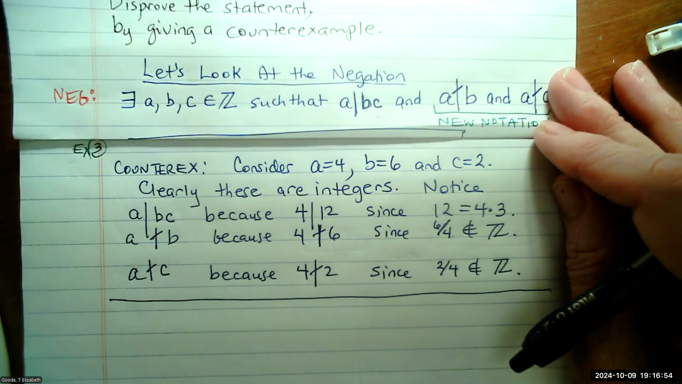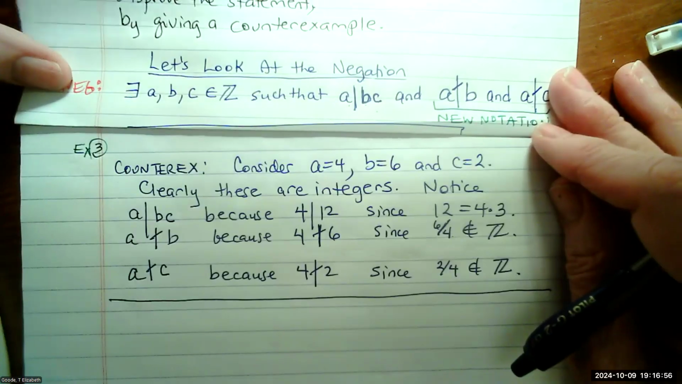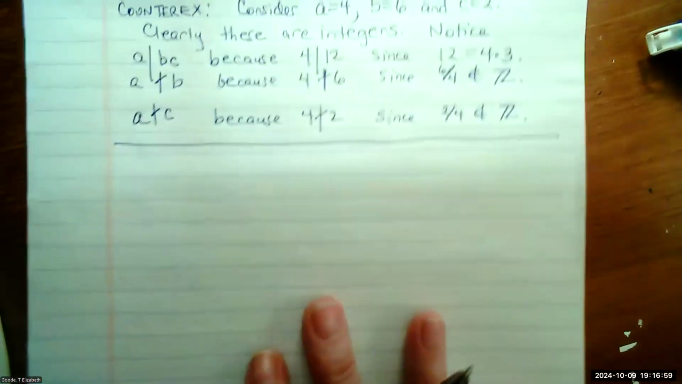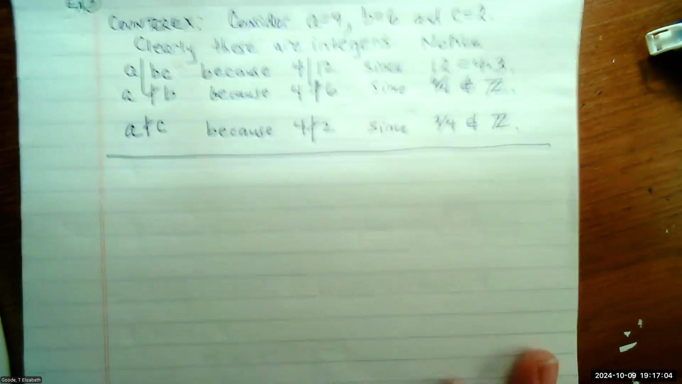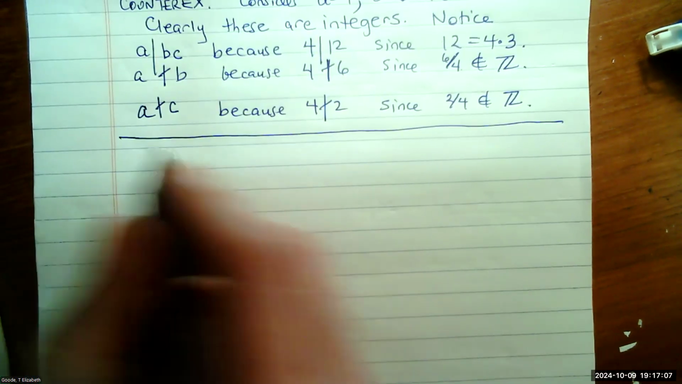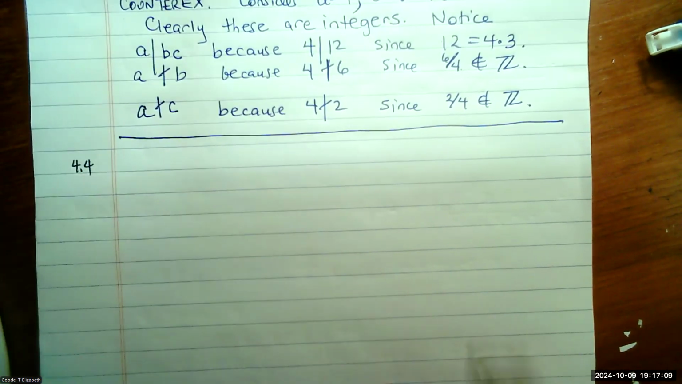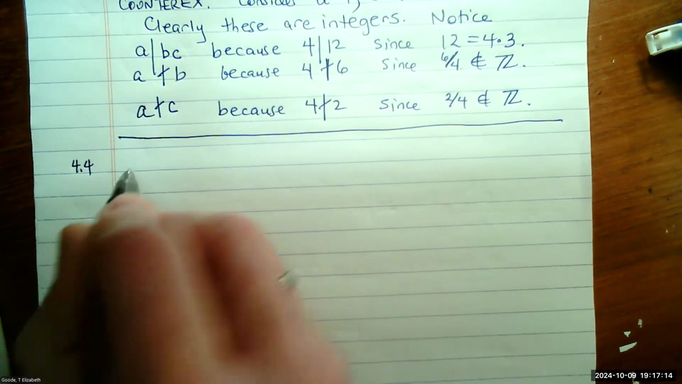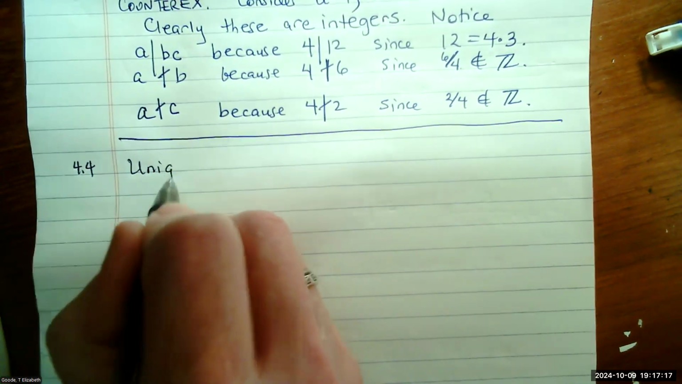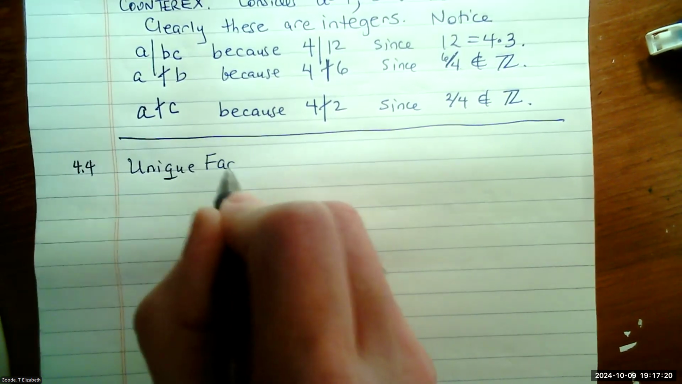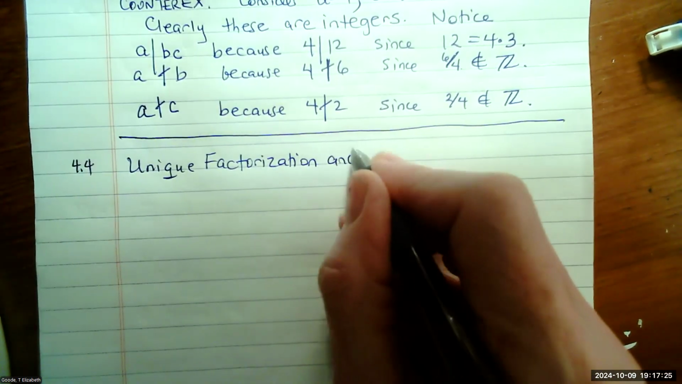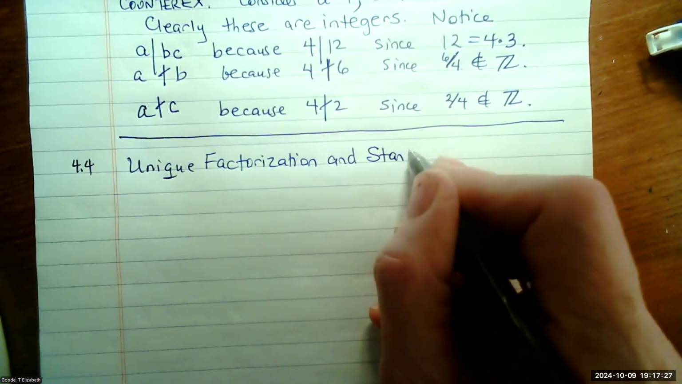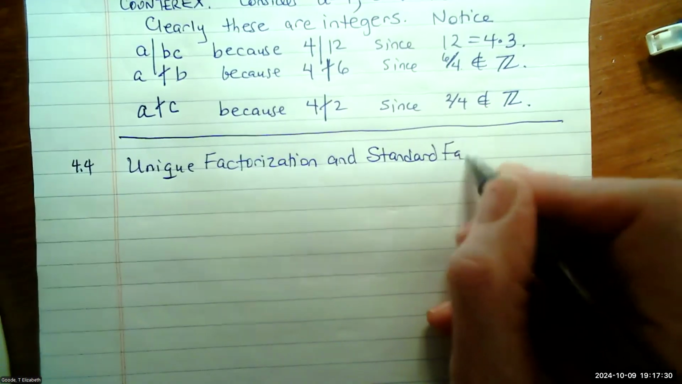So let's shift gears a little bit. I think we've done enough with divides for one evening, right? We're going to still talk about the idea of factors and prime factors, but let's just shift gears. We're still in section 4.4, but we're going to talk about a theorem called the unique factorization theorem. So we're going to talk about unique factorization and standard factored form. This is kind of a fun game. I've got some tricks up my sleeve I want to teach you. Standard factored form.